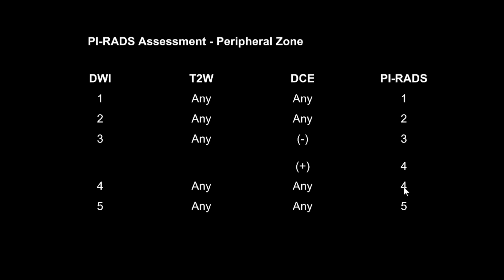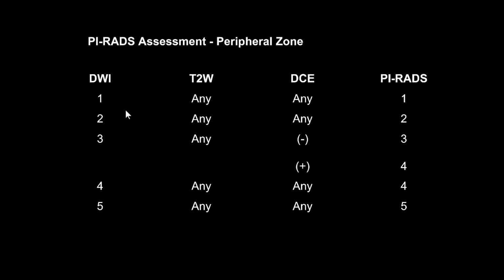So a RADS 4 is also quite easy. It's the exact same as a RADS 5, regardless of what happens on the T2 or the DCE MRI, except the lesion's smaller. It's under 1.5 centimeters, or 1.5 centimeters or less. So it's a size criteria between a 4 and a 5. Let's go to a RADS 2.